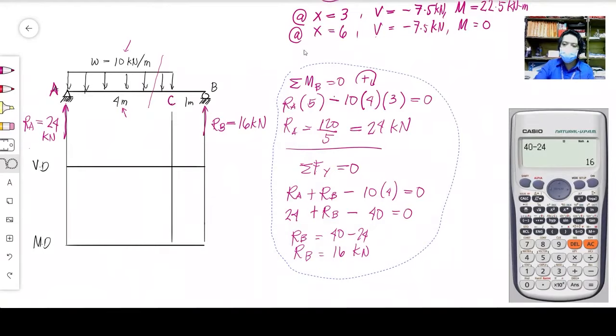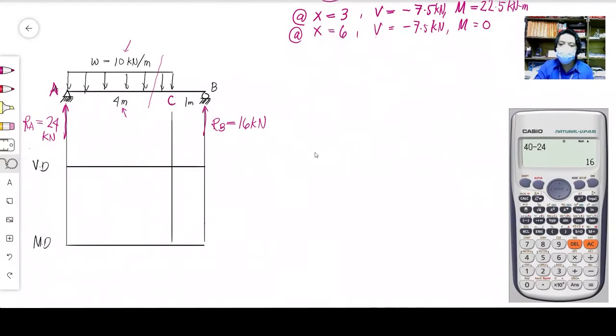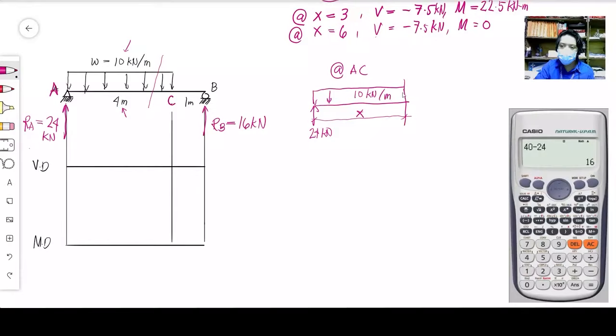So let me erase this one. We already have the reactions. Now we pass a cutting plane at segment AC. This is your cutting plane, and this is your beam. You have the reaction of 24 kilonewton, and the distance of that force to the cutting plane is x. You have a uniformly distributed load of 10 kilonewton per meter, and the shear and the moment. Take note, the shear is always downward and the moment is always counterclockwise.